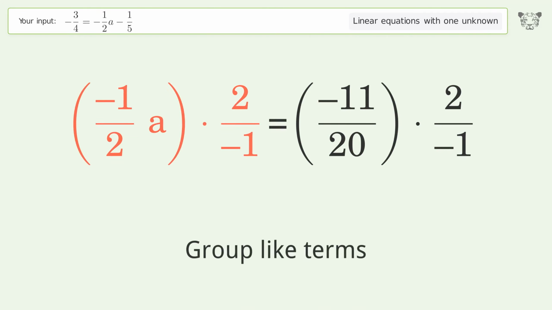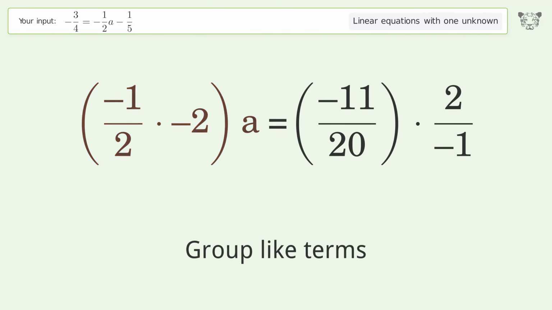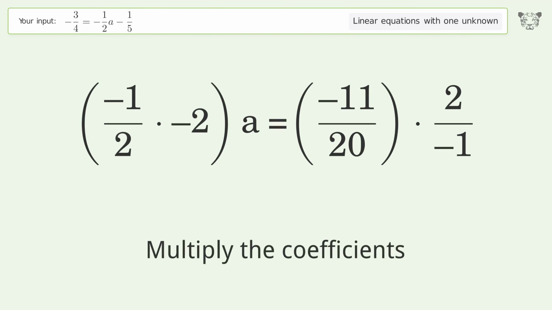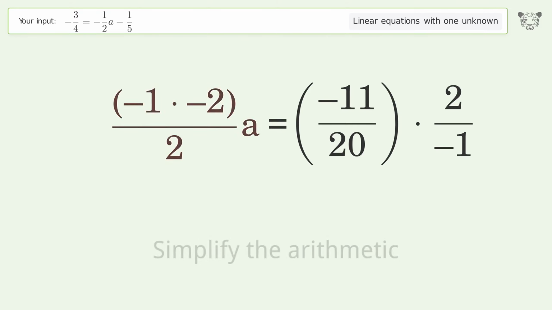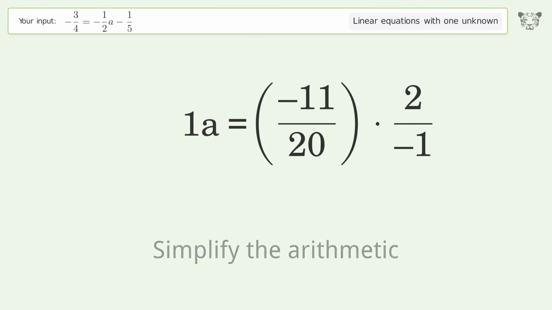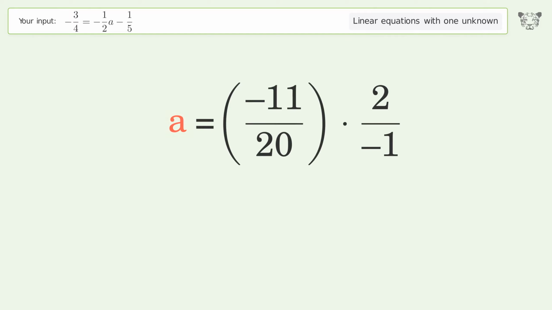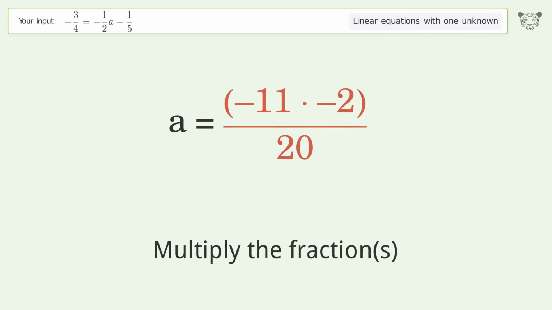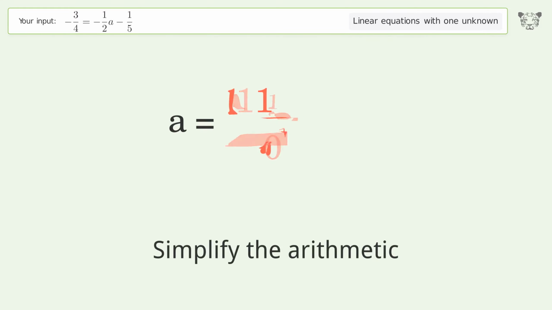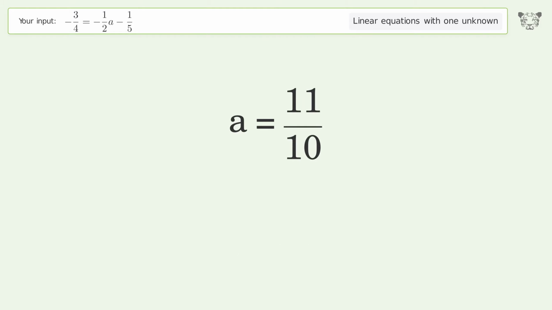Group like terms. Multiply the coefficients. Simplify the arithmetic. Multiply the fractions. Simplify the arithmetic. And so the final result is a equals 11 over 10.